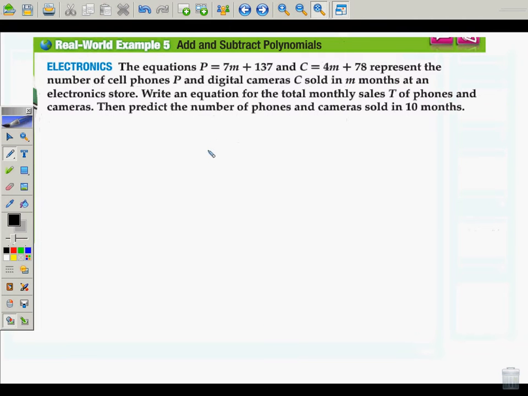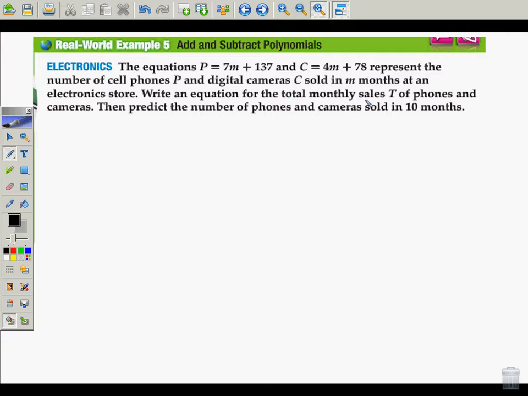For our last example, we've got this word problem. The equations P equals 7m plus 137 and C equals 4m plus 78 represent the number of cell phones P and digital cameras C sold in M months at an electronics store. We want to write an equation for the total monthly sales T of phones and cameras.